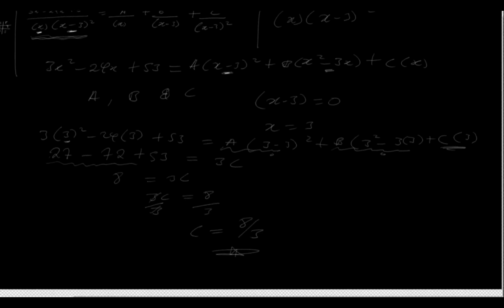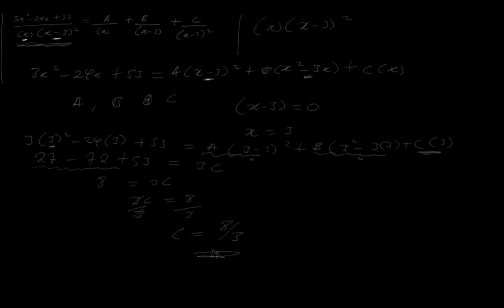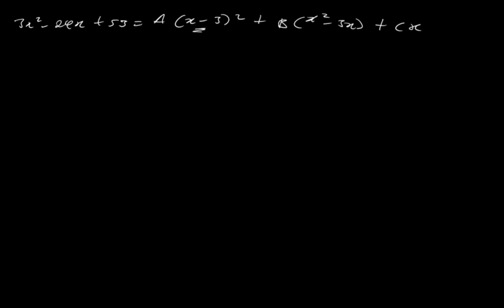Now that we have the value of c, we can now try and find the value of what? A and c. Okay. Alright, so let's try and find the value of, okay, first let me write what we had. We had 3x squared minus 24x plus 53 is equal to a times (x minus 3) squared plus b times (x squared minus 3x) plus cx. Alright, so we use this. Let's try and use this now.